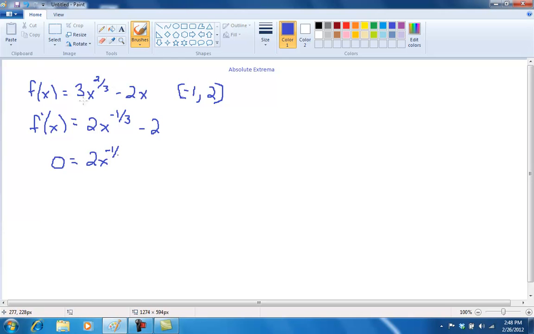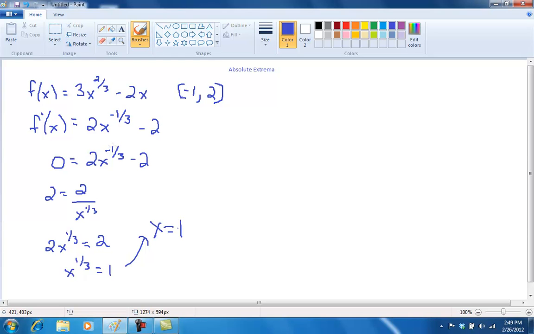Now you need to set the derivative equal to 0, and that will give us what our critical numbers are. We need to solve for x. So we can solve for our critical numbers when we're solving for x. I'm going to rewrite this as x to the 1/3 down on the bottom. It makes it easier to solve when we cross multiply here. 2x to the 1/3 equals 2. Because I cross multiplied and divided, I get x to the 1/3 equals 1. So I cube both sides, I get x equals 1.